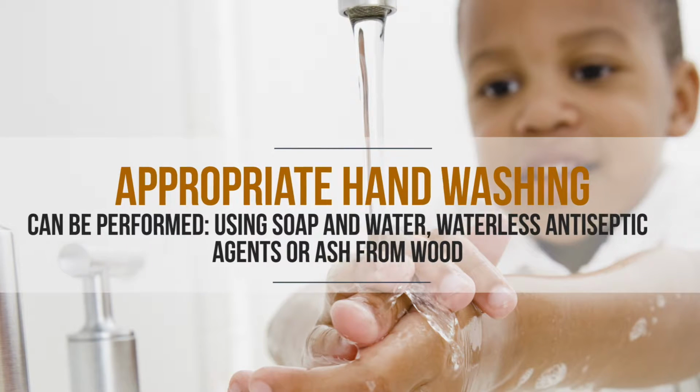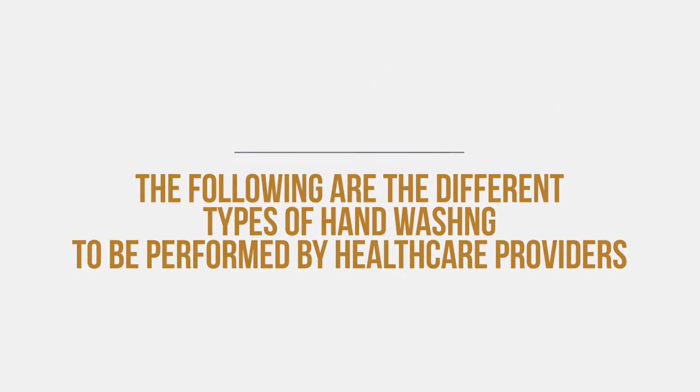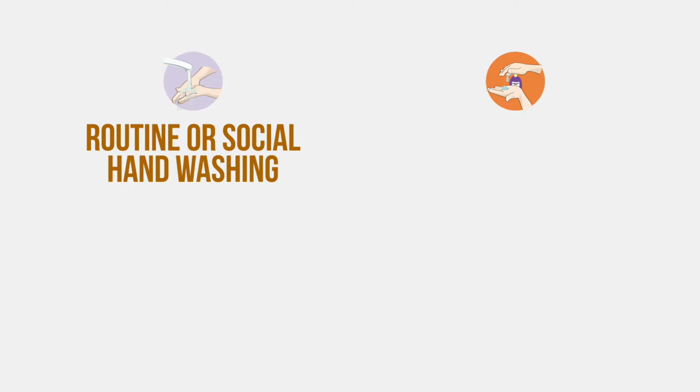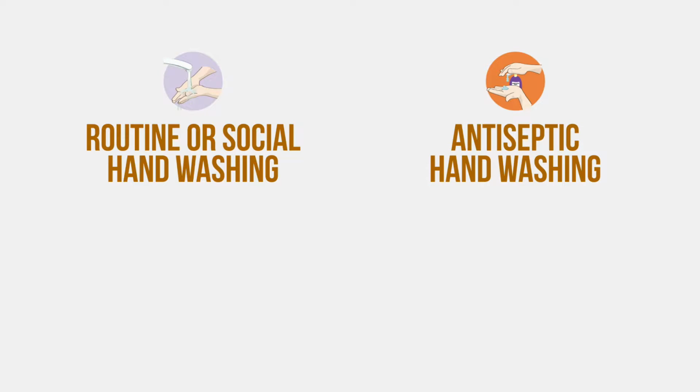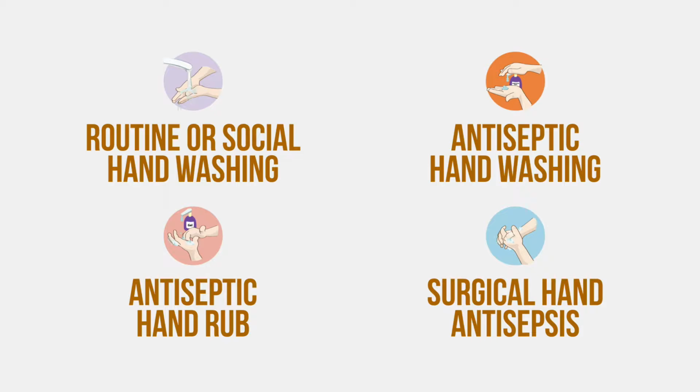Appropriate washing and disinfection of hands can be performed using soap and water, waterless antiseptic agents, or if necessary, even ash from wood. The following are the different types of hand washing to be performed by healthcare providers: routine or social hand washing, antiseptic hand wash, antiseptic hand rub, surgical hand antisepsis.